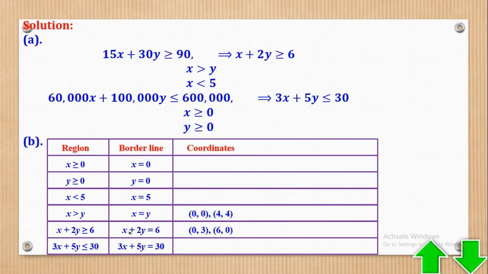Then for this one, we ask ourselves, if x is 0, I will put 0 for x here, meaning that I will remain with 2y equal to 6. Therefore, when I divide both sides by 2, I remain with y equal to 3. That's where this 3 is coming from. Then for this other coordinate, you ask yourself, what if this time it is y which is 0? What will happen? It means that the whole of this is 0, meaning x will be equal to 6. That is where this 6 is coming from.